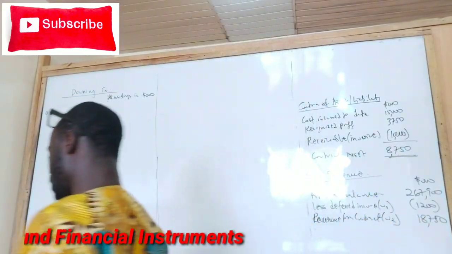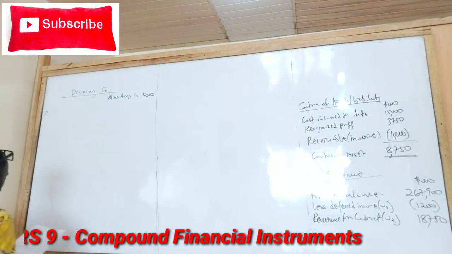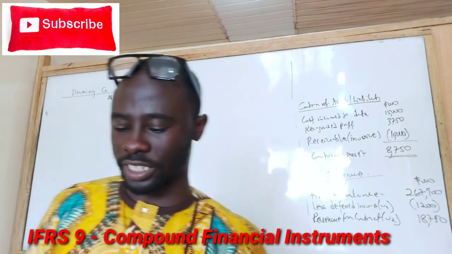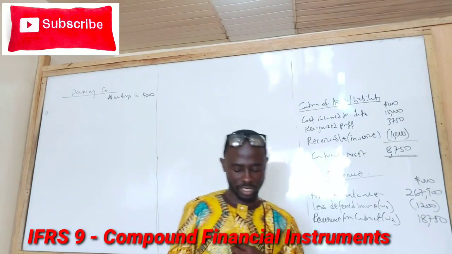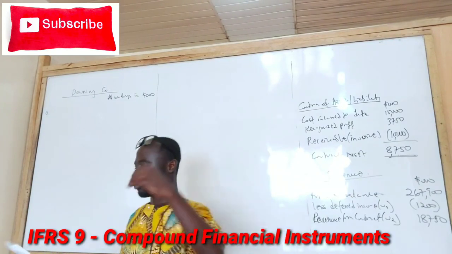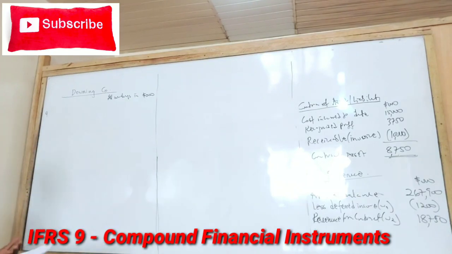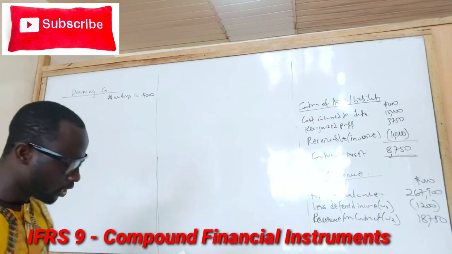Financial instrument. And the way the question is structured, immediately you read it, you must know it is a compound financial instrument because it is convertible loan notes. And I told you that anytime you hear convertible loan notes, that is a compound what? Financial instrument. So let's see.